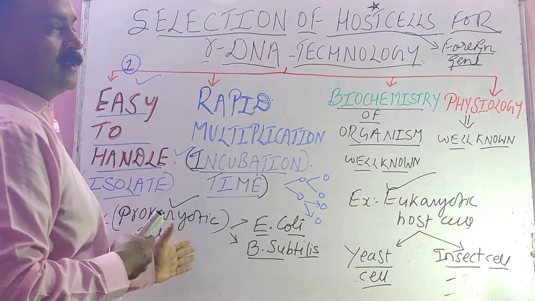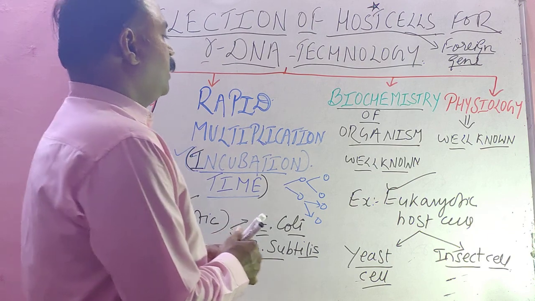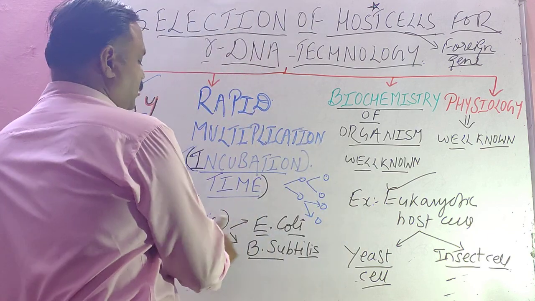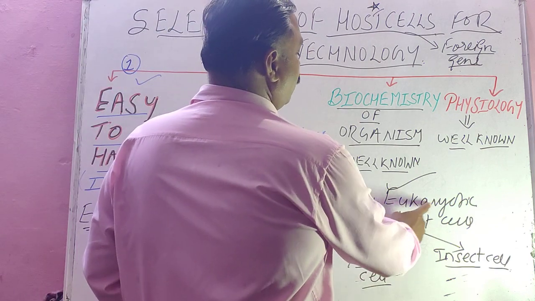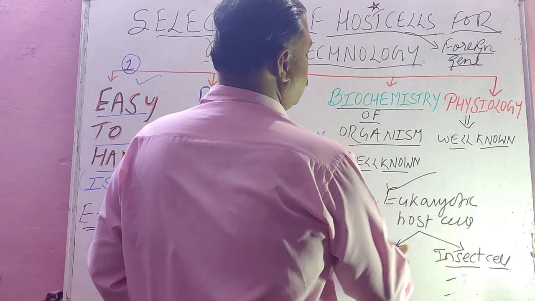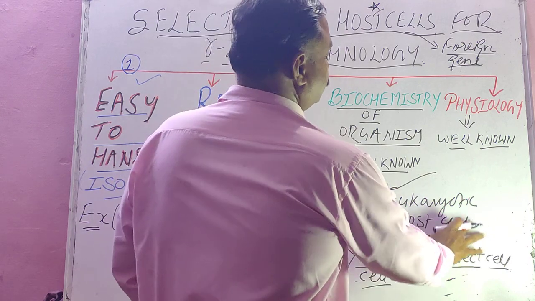An example is what, student? Example is prokaryotic cells. Example is Escherichia coli. And example of eukaryotic host cells is what, student? Yeast cell and insect cell. Isn't it?